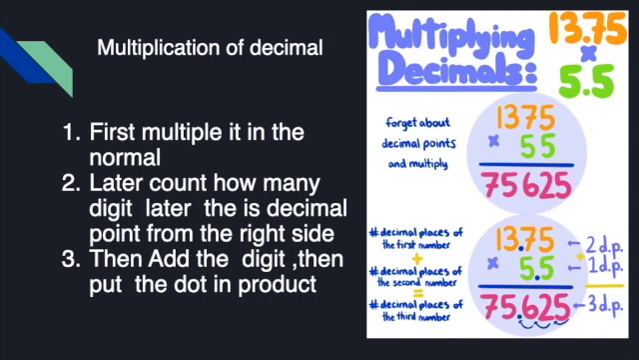We have to add how many digits there are after the decimal point in both numbers. Then we'll get three digits, as you can see in the slide. We should never forget to add that, or else it won't come out in the form of a proper decimal.